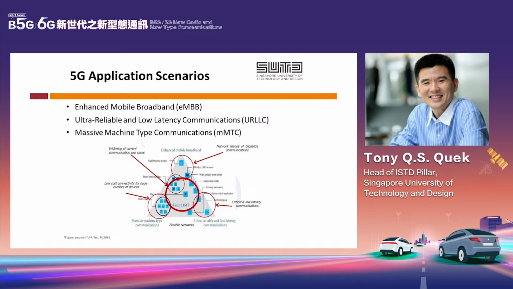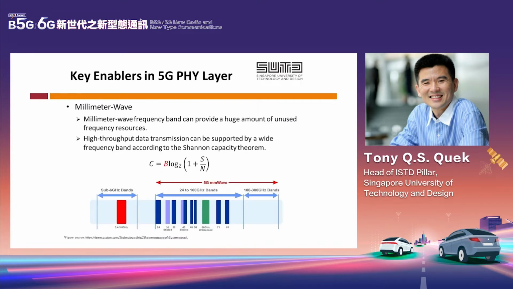specifications. For example, much higher data rates, much lower latency, massive connectivity, and that motivates why 5G particularly wants to go to essentially a higher band. That means one of the few key enablers in the 5G physical layer. First is millimeter wave. Why? Because at millimeter wave frequency, you have a huge chunk of unused frequency resource. As we know from Shannon capacity, with a larger bandwidth, where bandwidth is essentially in front of a log term, we can increase the capacity much faster. So that's one of the motivations why we want to go to millimeter wave.